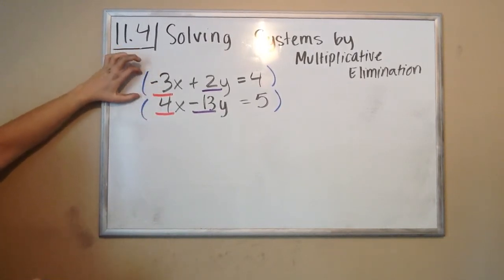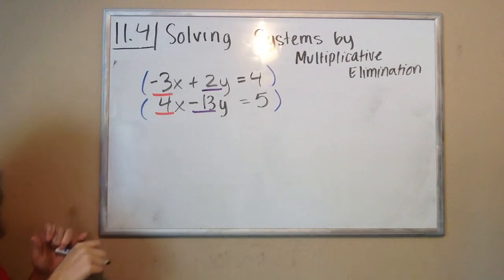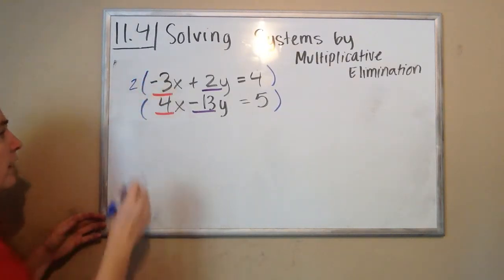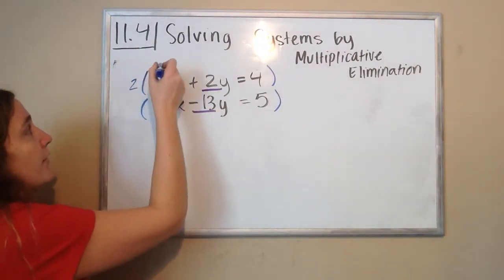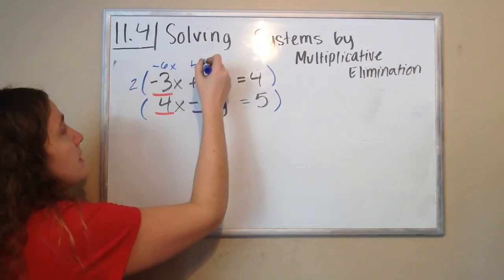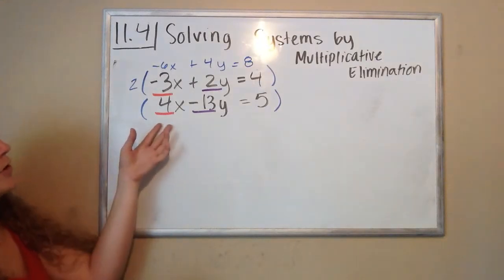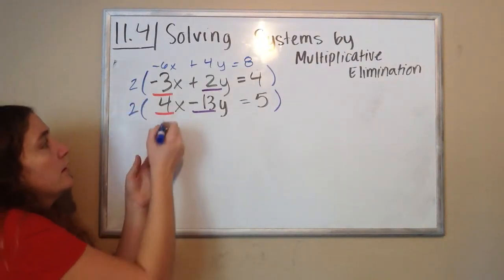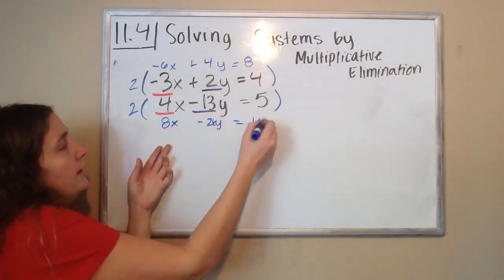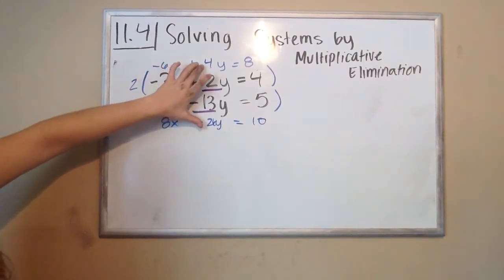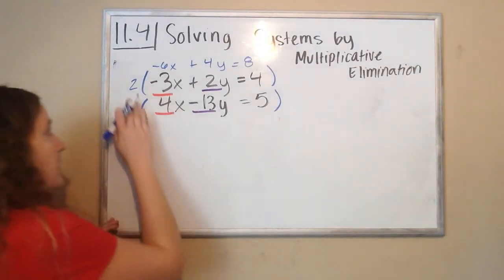Okay, so if we multiply this top one by 2, I'm just saying hypothetically, you don't have to write this down, you would have negative 6x plus 4y equals 8. Okay. So what about if we multiplied the bottom one by 2? We'd have 8x minus 26y equals 10. Well, I can tell you right now, the y's are not canceling each other out when we do that, and the x's are not canceling each other out. That doesn't work. So we have to try something else.